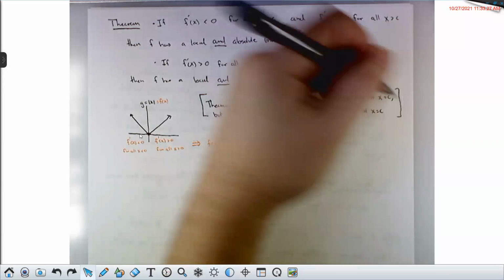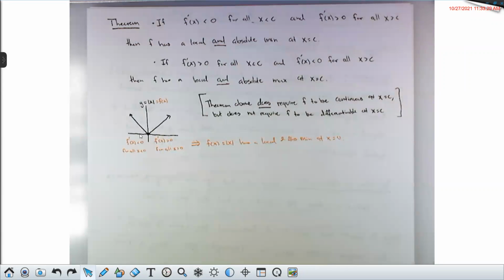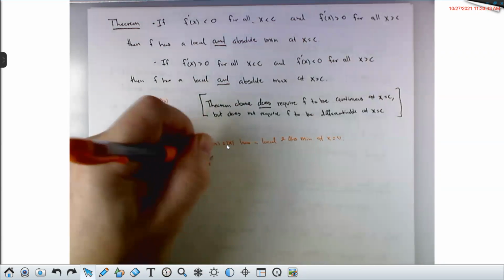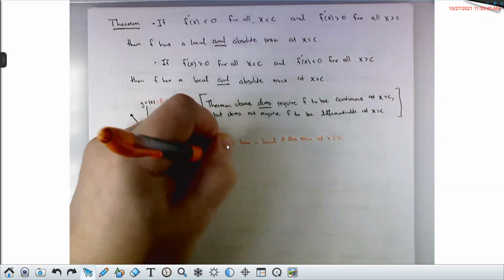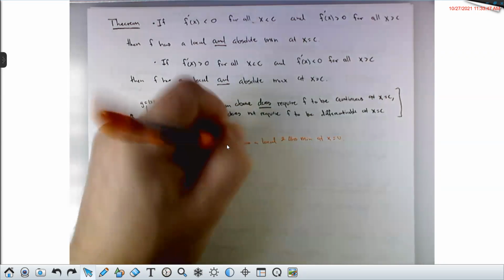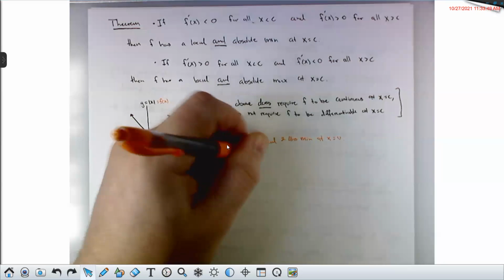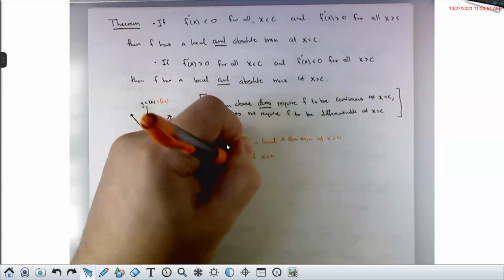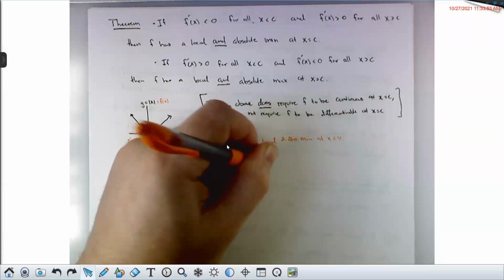Okay, so yeah, this makes for a good example then. This theorem does require the function to be continuous at c, but it doesn't require the function to be differentiable at c. Real quick, the derivative of this function does exist everywhere except at 0, right? F prime of x here is a piecewise constant function. It's -1 if x is negative and +1 if x is positive.